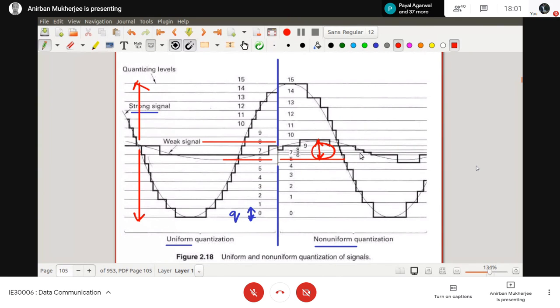That's why, as the speech signal has the characteristic that 85% of the time it is a small amplitude signal, I will go for a non-uniform quantization. How will you implement the non-uniform quantization? I will explain that in the next class.